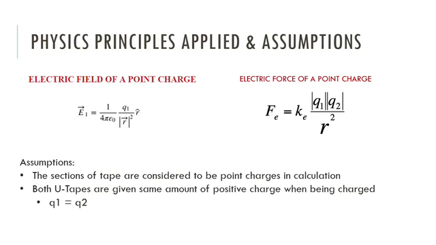Next, here are some of the main physics principles applied and assumptions. First, there is the electric field of a point charge equation and the electric force of a point charge equation, both of which are vital to the calculations in the coding. Next, there are two main assumptions in this lab. First, the sections of tape are considered to be point charges in calculations. Now, this does not mean the whole tape is considered to be one point charge, but each little section of tape is considered to be its own point charge with corresponding charge and mass. Next, both U-tapes are given the same amount of positive charge when being charged.